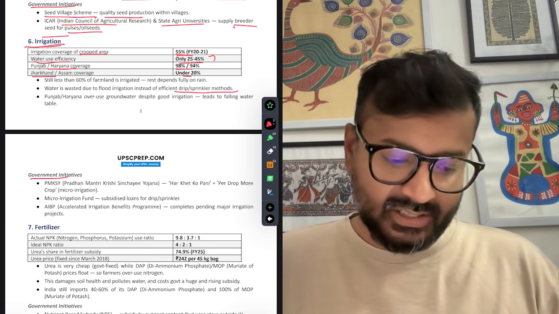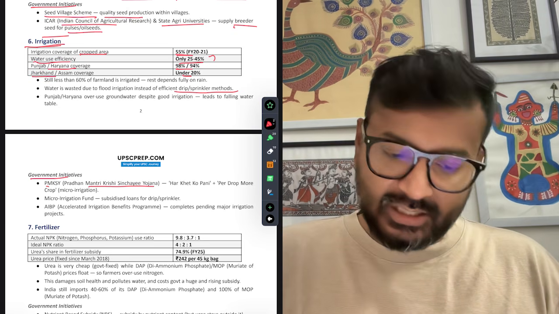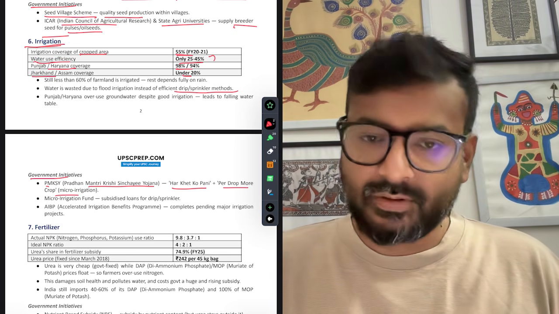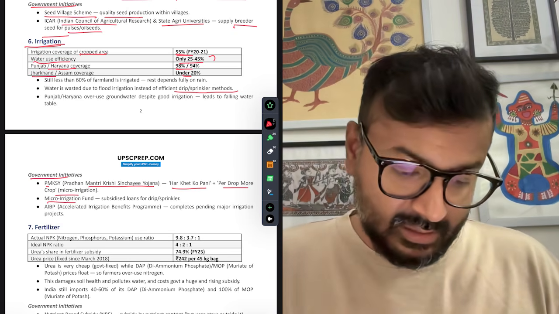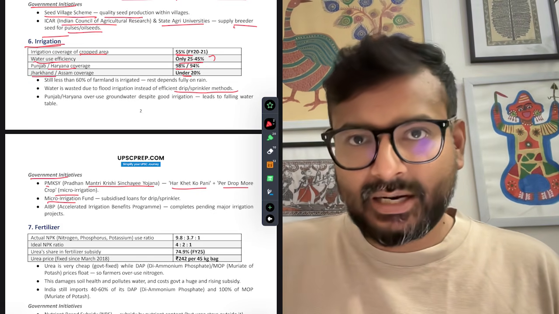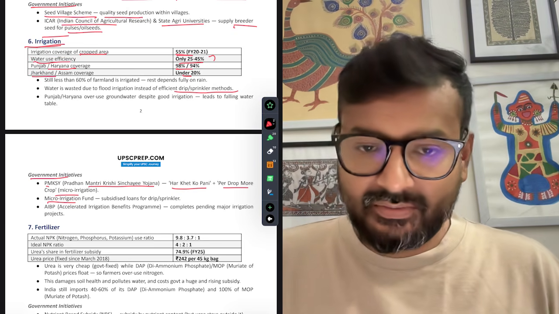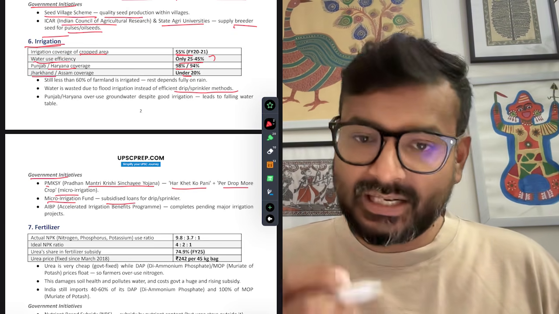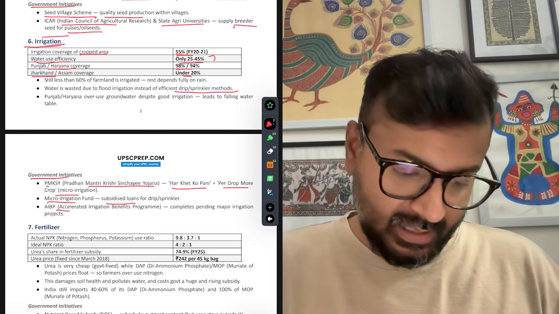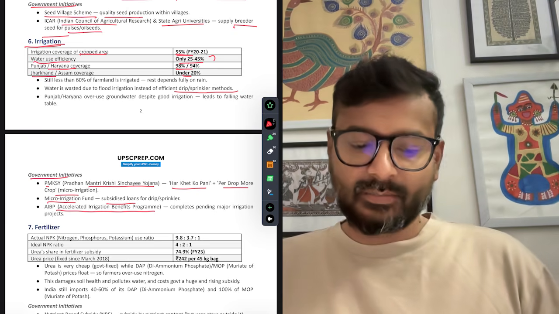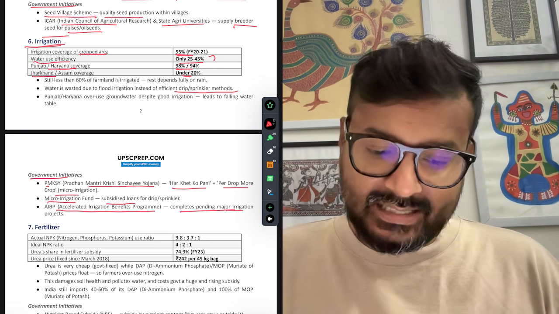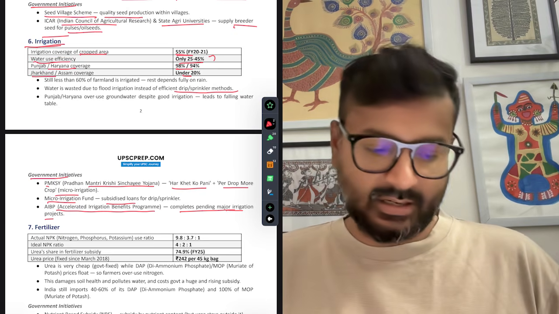What are some government initiatives here? There is the Pradhan Mantri Krishi Sinchai Yojana, under which there are various sub-schemes like Har Khet Ko Pani and Per Drop More Crop, which promotes micro irrigation. There is also a micro irrigation fund, because setting up a drip or sprinkler system is expensive. This fund will subsidize any farmer who takes a loan to install a drip and sprinkler system in their fields. Then there is also the Accelerated Irrigation Benefit Program, which is financing the major irrigation projects across the country.